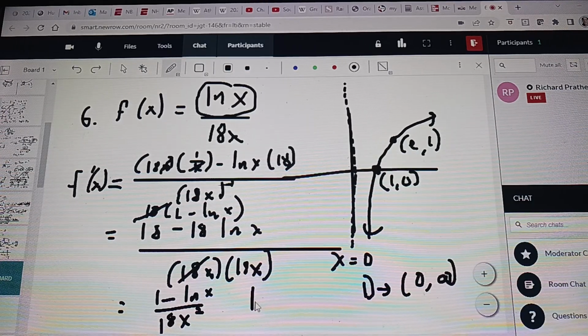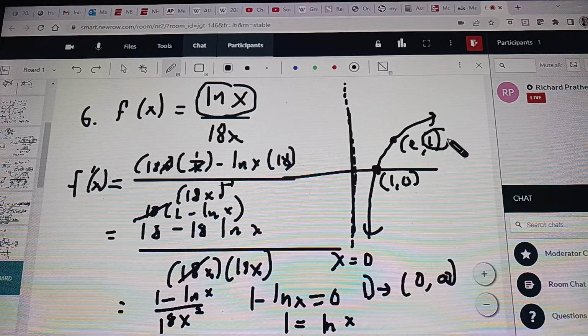When could the numerator equal 0? That would be the only question for critical numbers. And in other words, when is ln x equal to 1? It's equal to 1 right there. ln x equals 1 anytime you plug e in. So e, 2.718, that's the one and only critical number here.